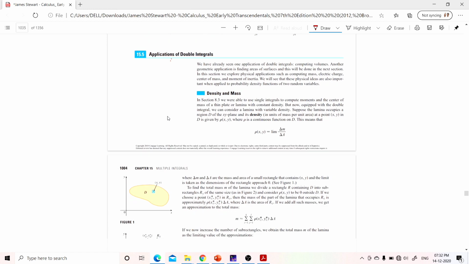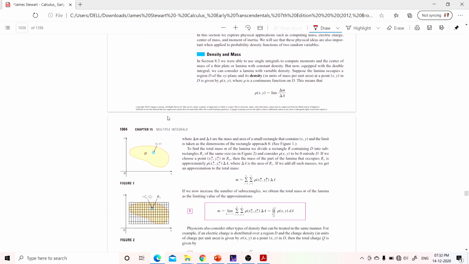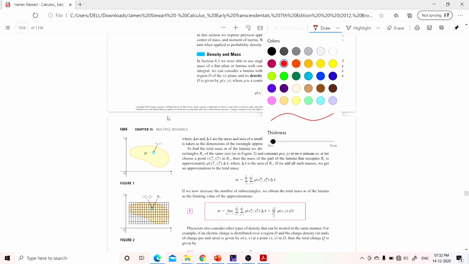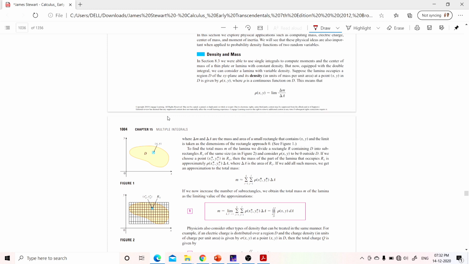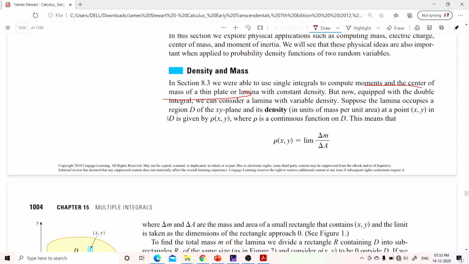In the integration of one variable, that is, when we integrate only once, we have an application of the integral in density and mass. The moments and the center of mass can be calculated for a thin plate or lamina with constant density, using the integration idea.